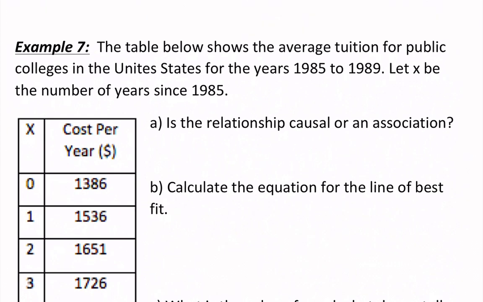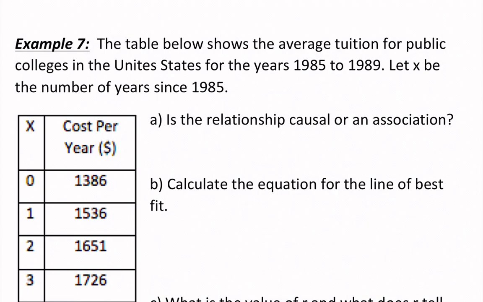Okay, on example 7, it says the table below shows the average tuition for public colleges in the United States for the years 1985 to 1989. It says let X be the number of years since 1985. Okay, first of all, it wants to know, is this relationship causal or an association? So does one cause the other one to happen or not? So we're comparing the year with the cost per year of college.